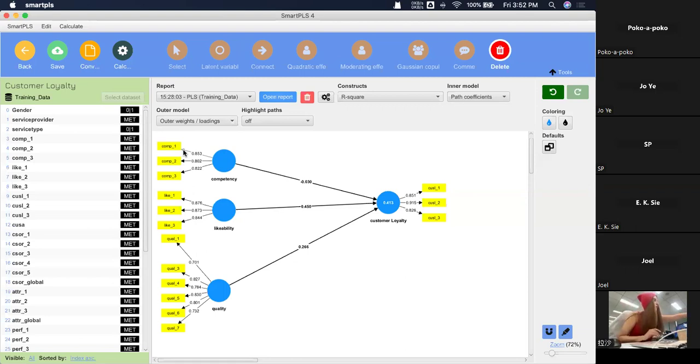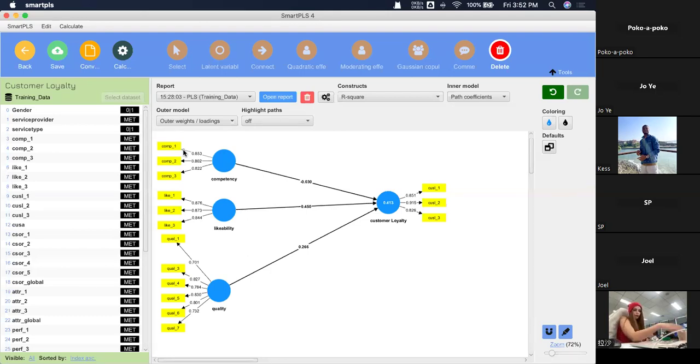Data collection might have a problem, but when the data is normal, and sometimes in statistics we have, for example, data standardization, log transformation, or normalization. Is there anything to do with this in PLS?